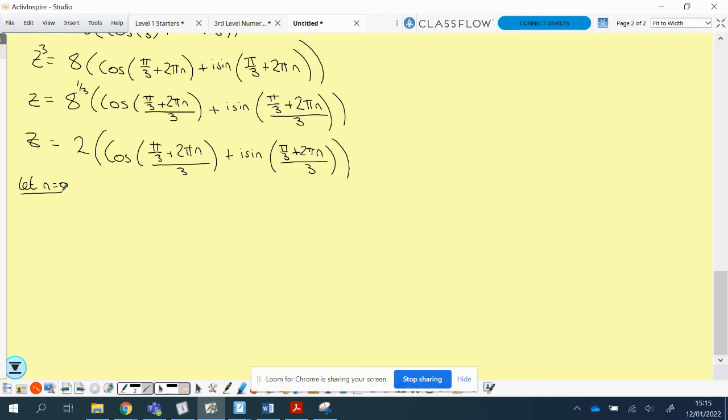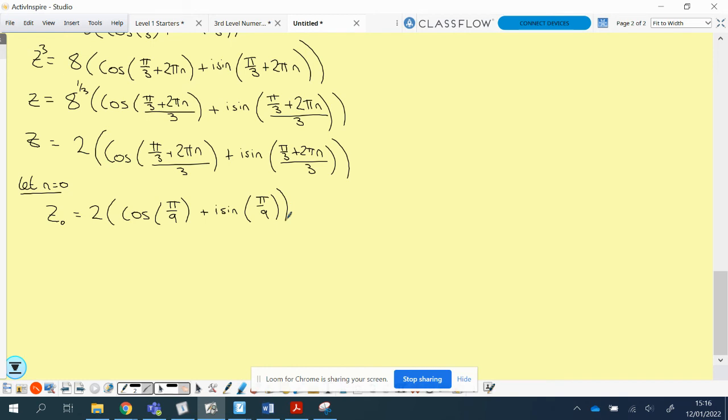If we let n equal 0, then our first root, z naught, will be 2 bracket cos. Well, for the pi over 3, I don't have any 2 pi n's added on it, because n is 0, so it's just pi over 3 divided by 3, which is going to be pi over 9. Pi over 9 is the same as 20 degrees. Pi is 180, so that's that there. Plus i sine pi over 9. So that's my first root found.